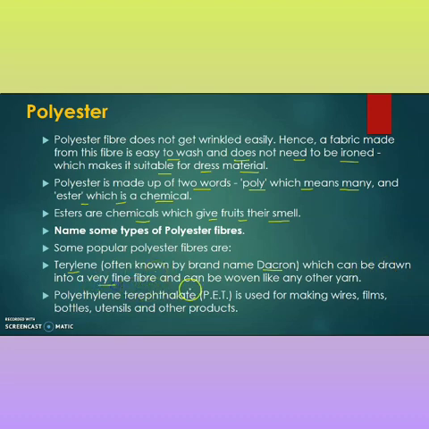fiber and can be woven like any other yarn. Polyethylene terephthalate. This is very important because in examinations, generally this is asked: write the full form of PET. It is used for making wires, films, bottles, utensils, and other products.